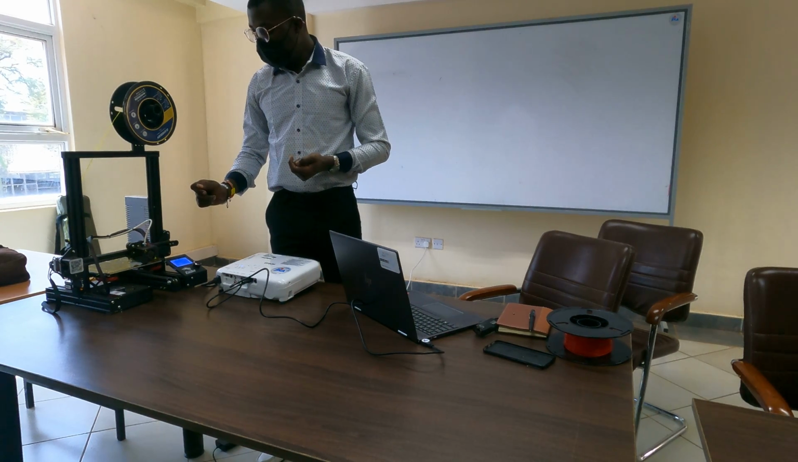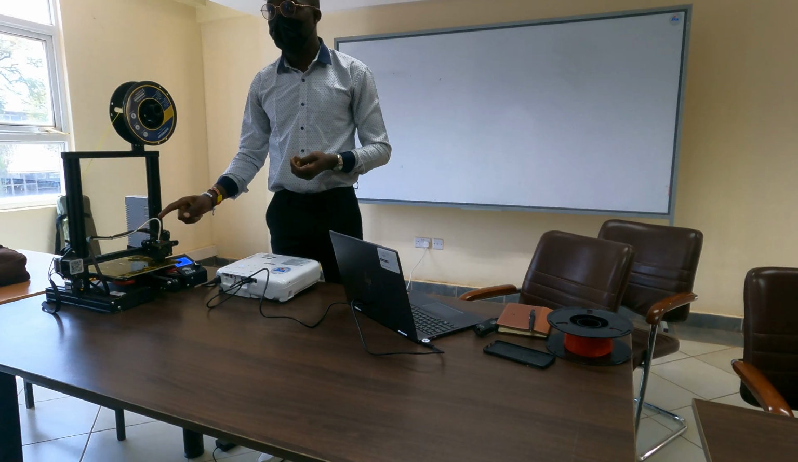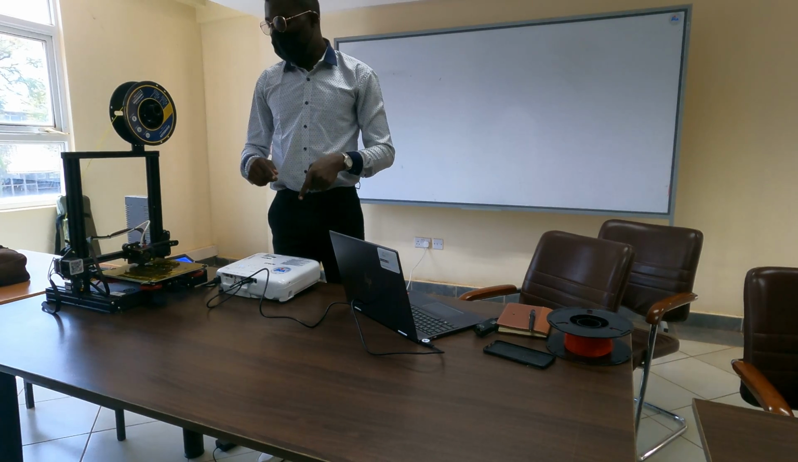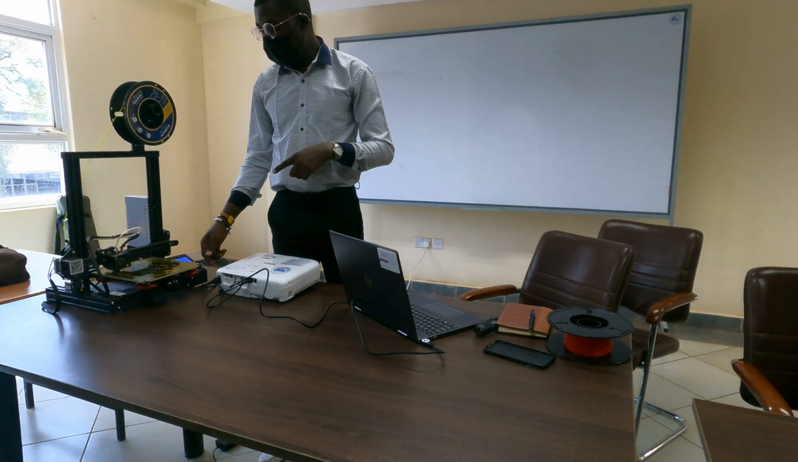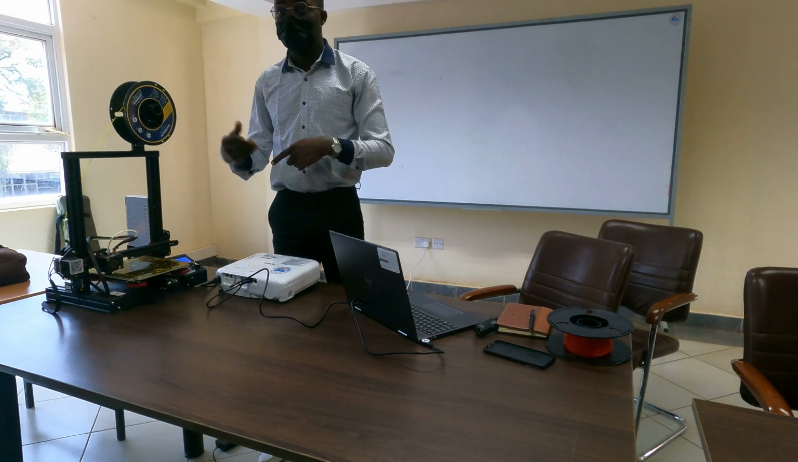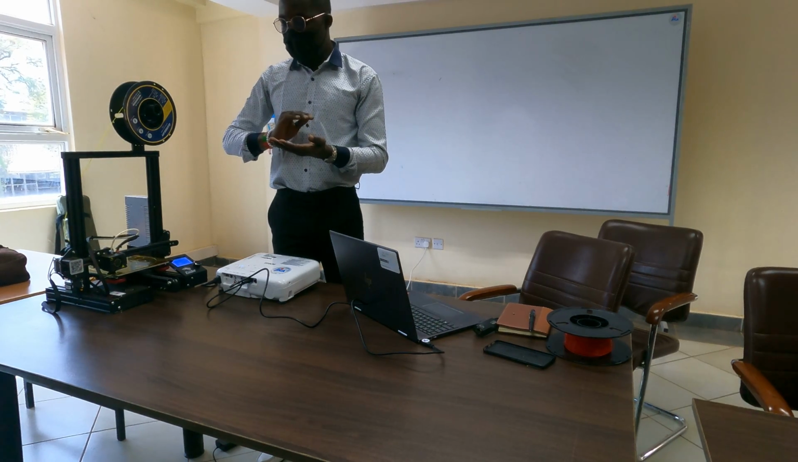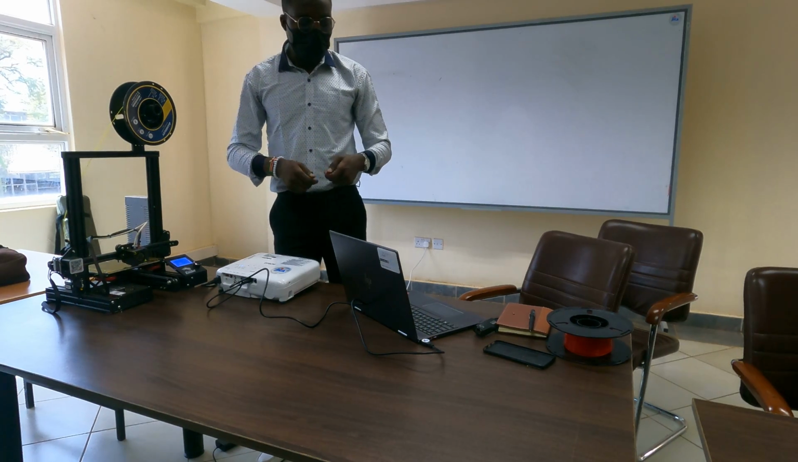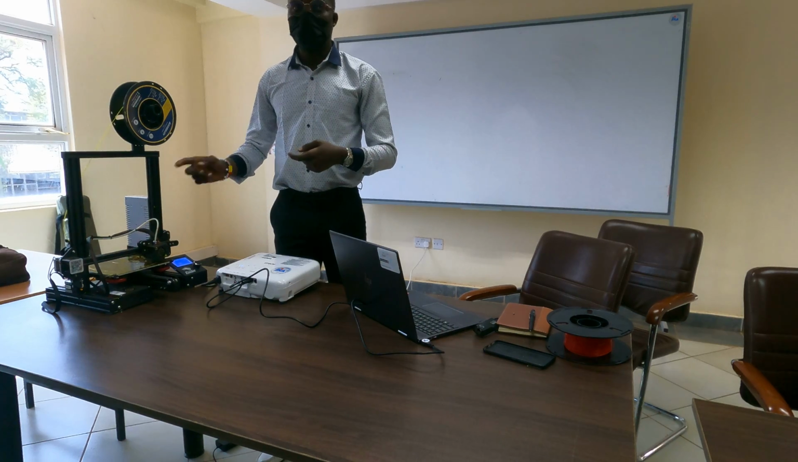Because this printer is customizable, sometimes we need to add what we call a bed leveling sensor for it to do the leveling automatically before we start the printing. So for that we may have to do it in the next session: how to level the bed and to have a specific distance between the nozzle and the bed. Normally we use a sheet of paper to calibrate that, to level the bed, or we can do it automatically.